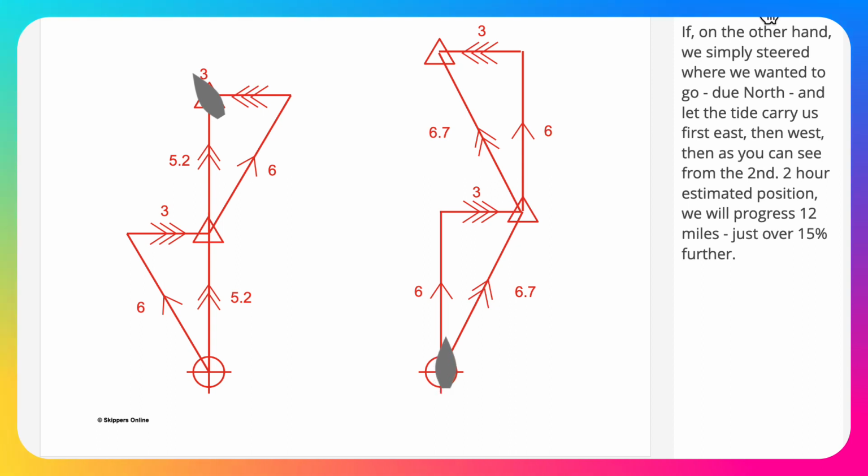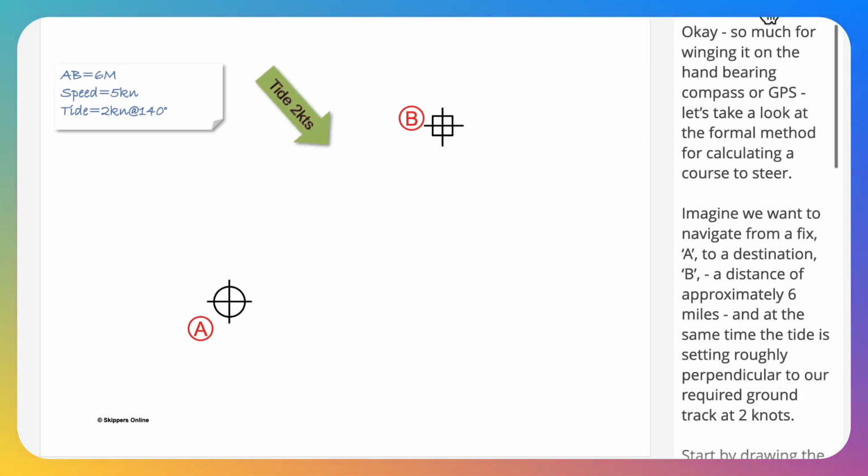If, on the other hand, we simply steered where we wanted to go, due north, and let the tide carry us first east, then west, then, as you can see from the second 2-hour estimated position, we will progress 12 miles, just over 15% further. OK, so much for winging it on the hand-bearing compass, or GPS. Let's take a look at the formal method for calculating a course to steer.